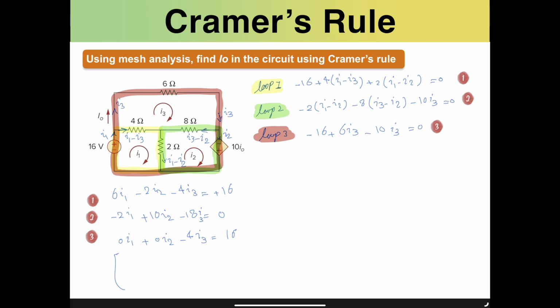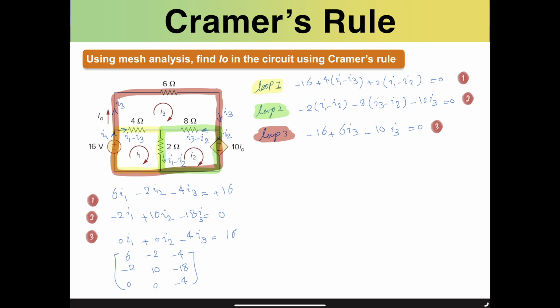to matrices. So the coefficients are going to be written as follows. 6, minus 2, and minus 4 are the coefficients of the first equation that I'm going to write here. The second row is going to be the coefficients of the second equation, exactly minus 2, 10, and minus 18. The third row is going to be 0, 0, and minus 4.